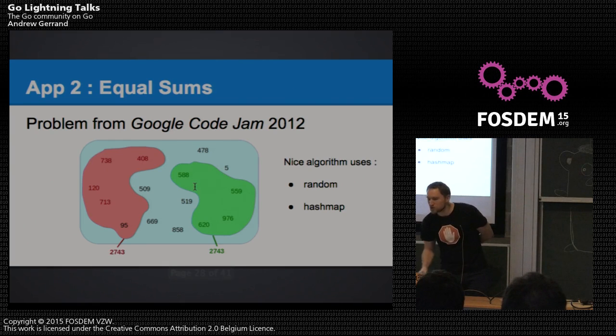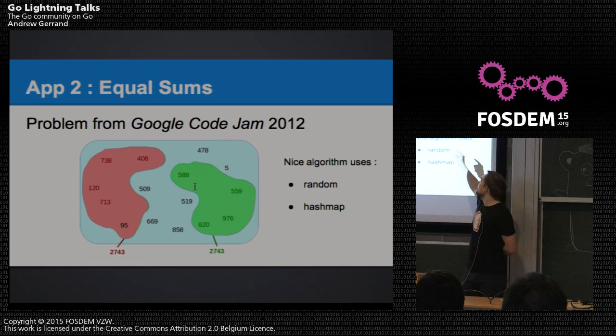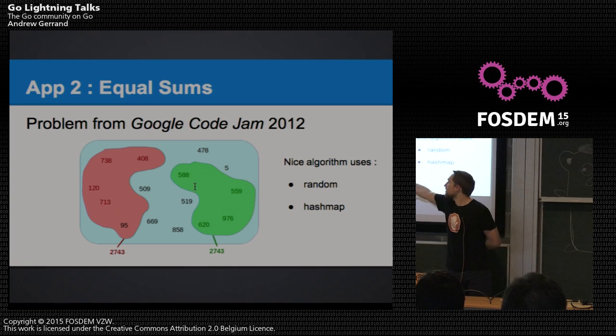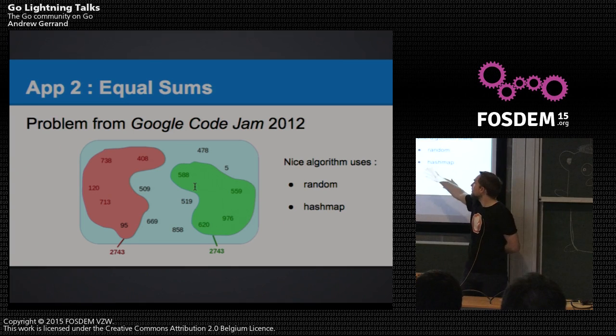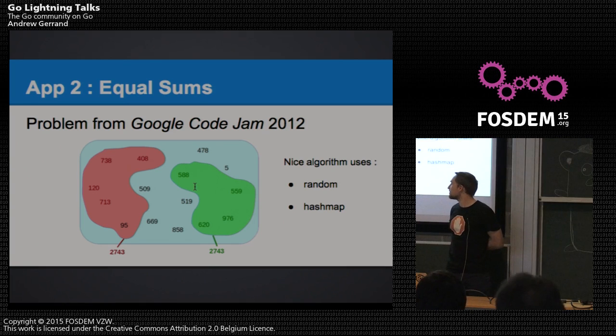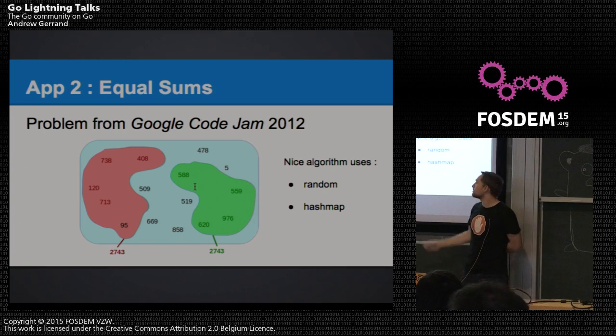There is a nice algorithm which chooses random subsets and puts them in the hash map. And when a collision is found, you solve the problem. So a subset is a potato. You have here a red potato and a green potato. Their sum for both is 2,743. So this solves the sample problem.